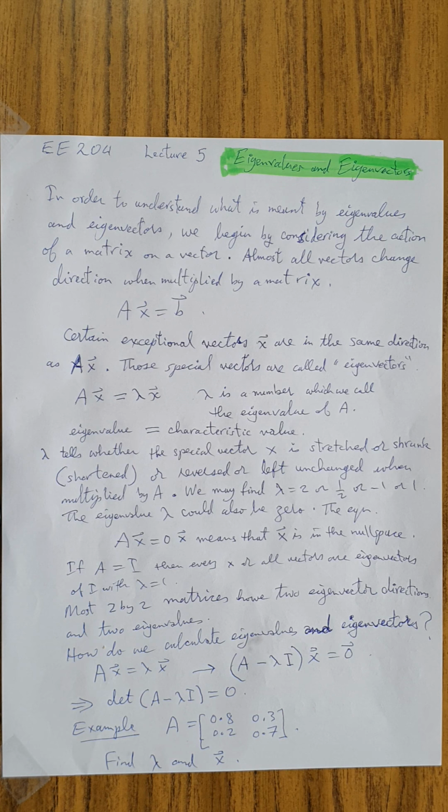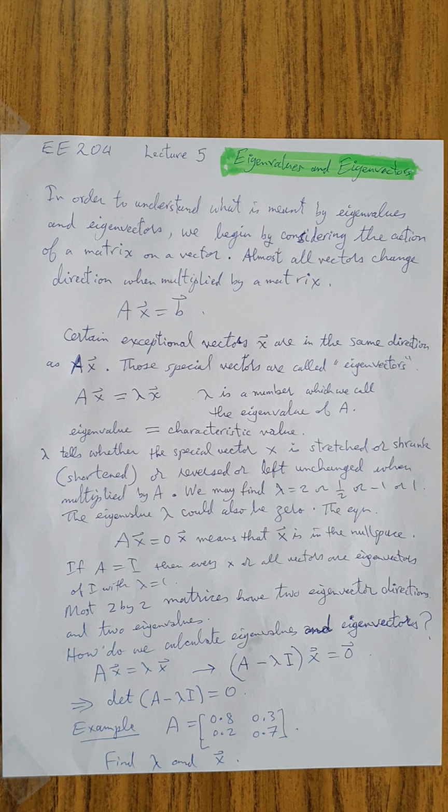How do we calculate eigenvalues and eigenvectors? Ax equals lambda x can be written as A minus lambda I times x equals 0. So the determinant of A minus lambda I must be 0.